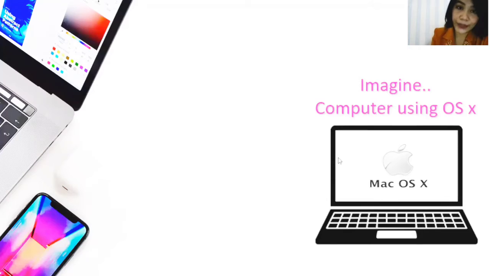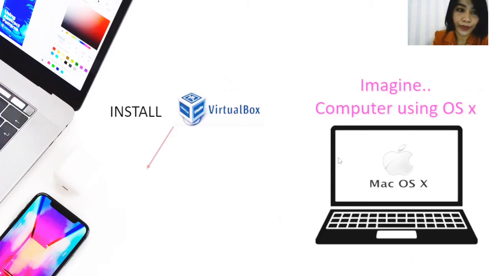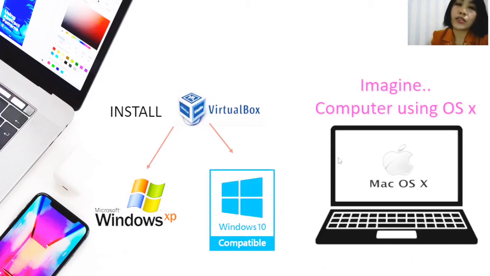So, an example like this: your computer is using OS X or Mac. And then after that, we install a virtual machine. We use this one, VirtualBox. So with VirtualBox, you can create two virtual machines, for example Windows XP and Windows 10. So in one computer, we can have two operating systems, by using VirtualBox.